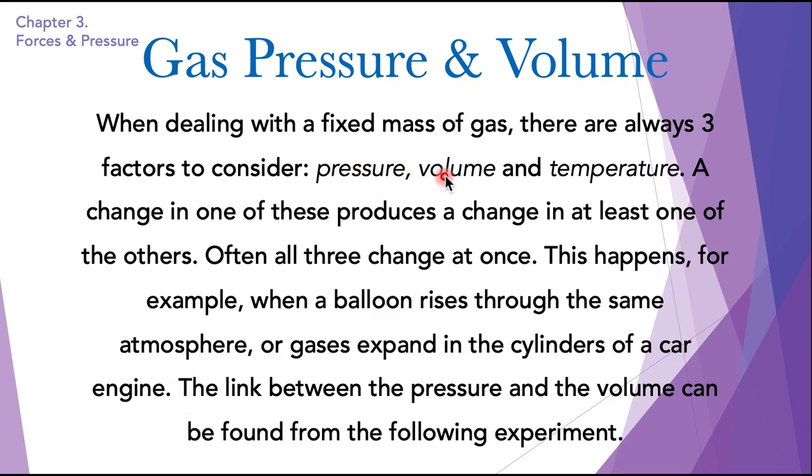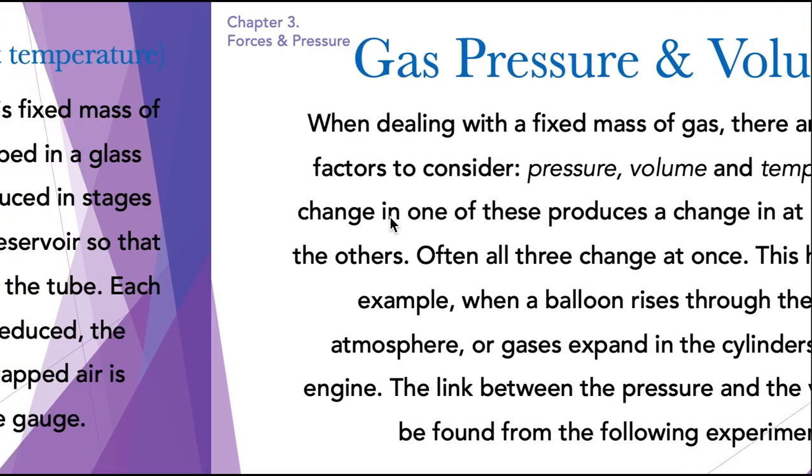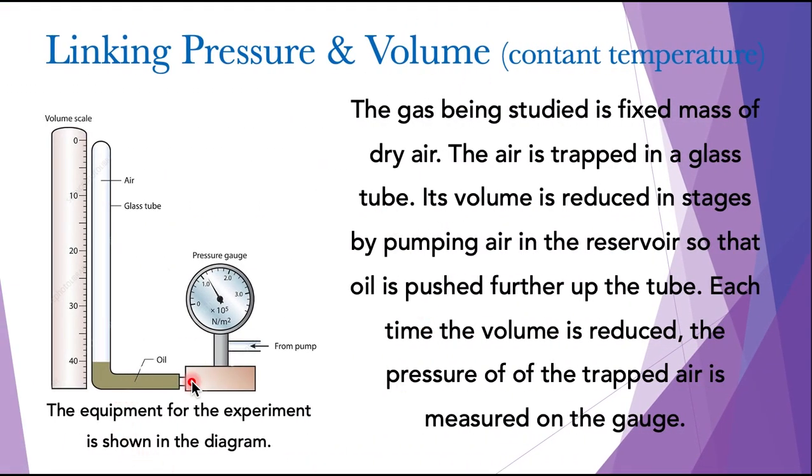The link between the pressure and the volume can be found from this experiment. In this experiment, the temperature is constant. The gas being studied is a fixed mass of dry air. The air is trapped in a glass tube. Its volume is reduced in stages by pumping air in the reservoir so that the oil is pushed further up the tube. So the oil gets pushed up and the volume decreases. Each time the volume is reduced, the pressure of the trapped air is measured on this gauge.